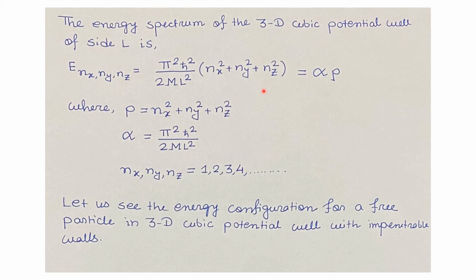So we can write this as alpha times P, where P is the sum nx squared plus ny squared plus nz squared, and alpha is the constant term pi squared h-cut squared divided by 2M capital L squared. Here nx, ny and nz can all take integer values, that is 1, 2, 3, 4 and so on. Let us see the energy configuration for a free particle in a 3-dimensional cubic potential well with impenetrable walls in the next slide.